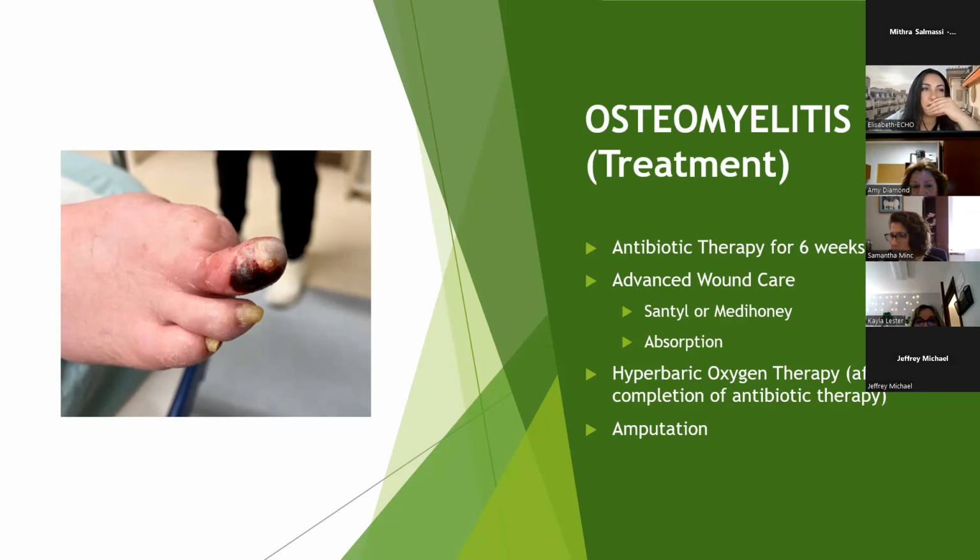Advanced wound care, we have non-viable tissue here that you can see, sort of the black non-viable tissue. And so while the antibiotics are working the infection, we still want to take care of the wound. So using Santyl or Medihoney as an agent to kind of get rid of your non-viable tissue and get down to good tissue, as well as absorptive dressings will help.